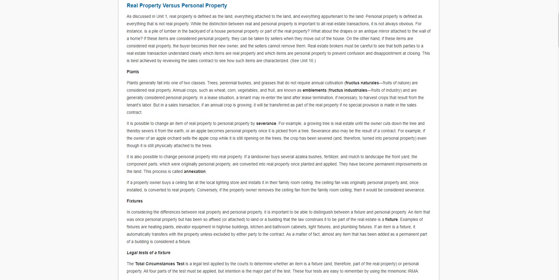You can change personal into real. If an owner buys several azalea bushes, fertilizer, and mulch to landscape the front yard, the component parts, which were originally personal property, are converted into real property. They've been annexed.